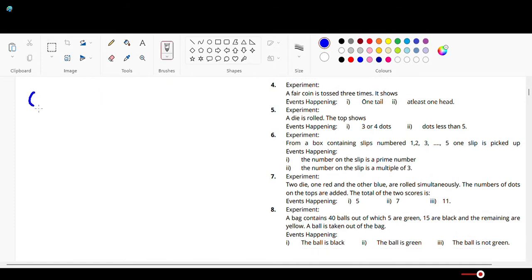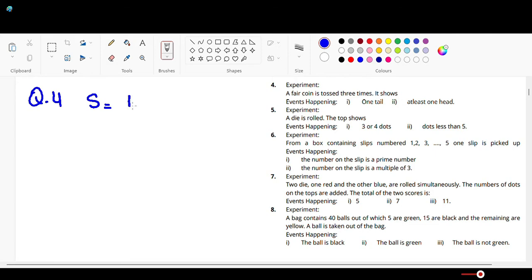Question number 4 says that a fair coin is tossed 3 times, and it asks, what is the probability that we get 1 tail, or what is the probability that we get at least 1 head? So the coin is tossed thrice, and each time it's tossed, we can either get a head or a tail. And we have to think of every possibility.